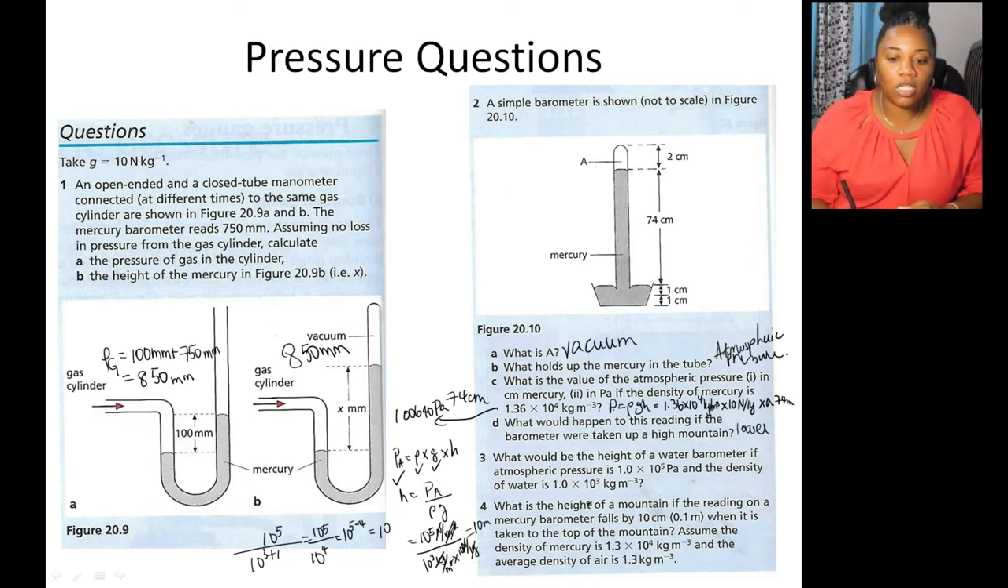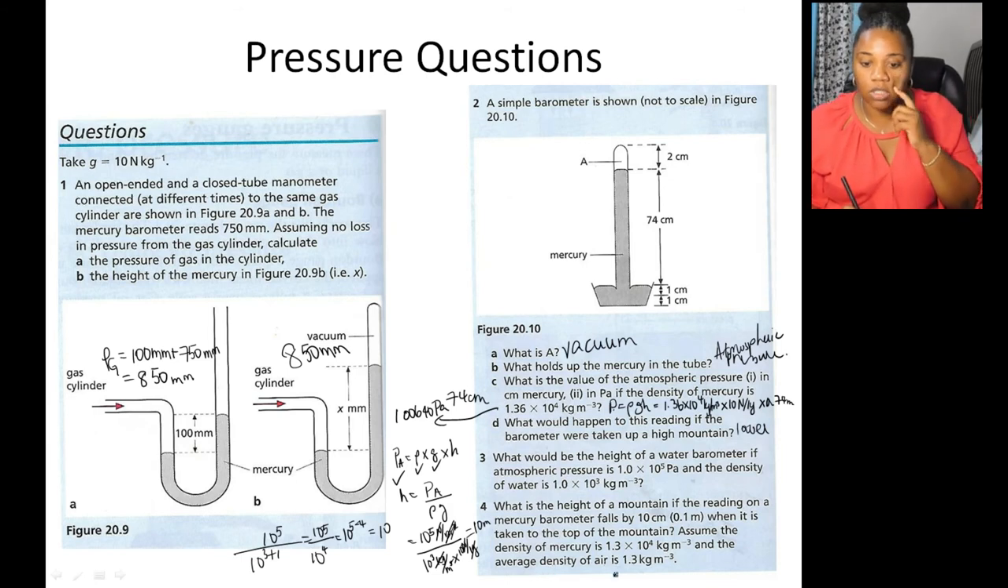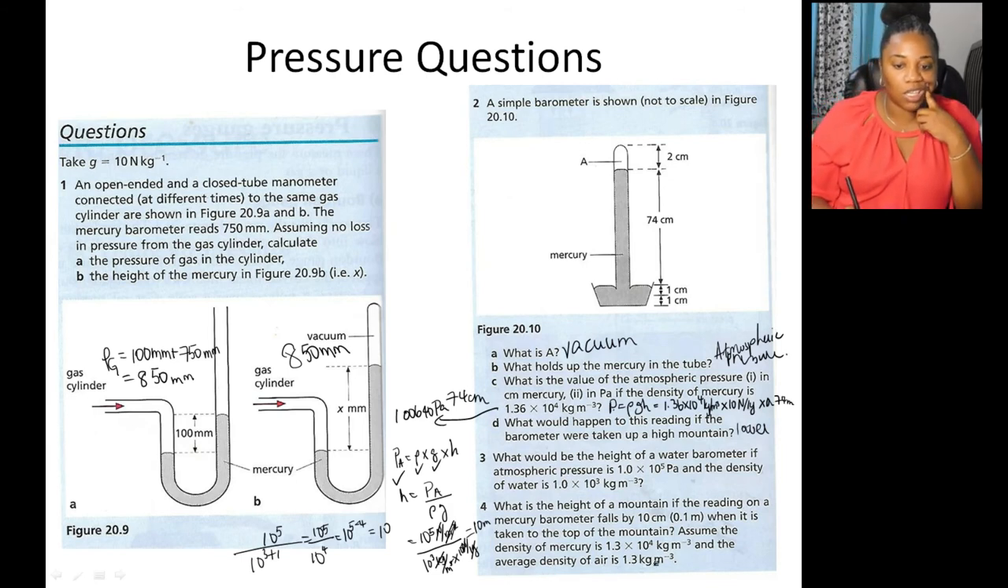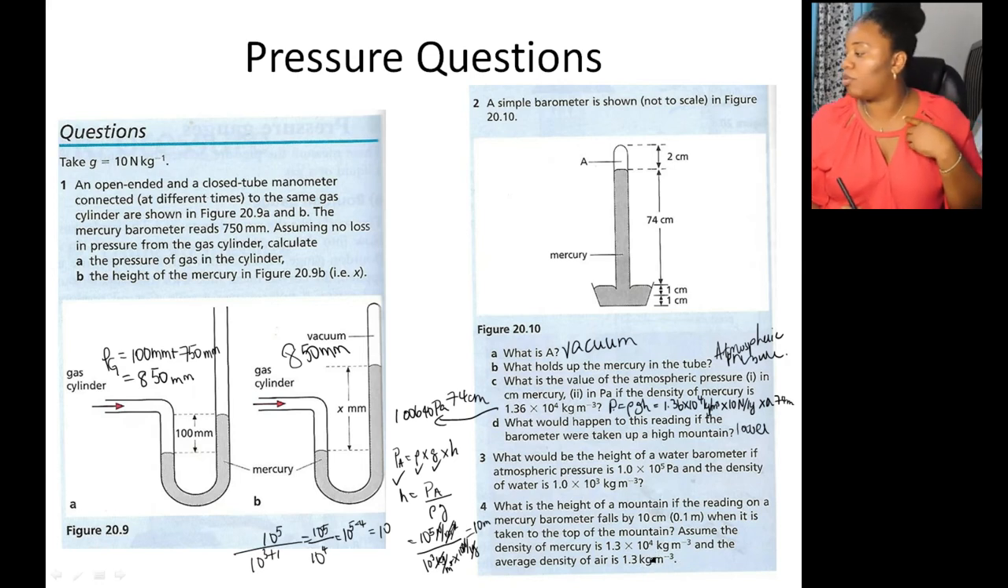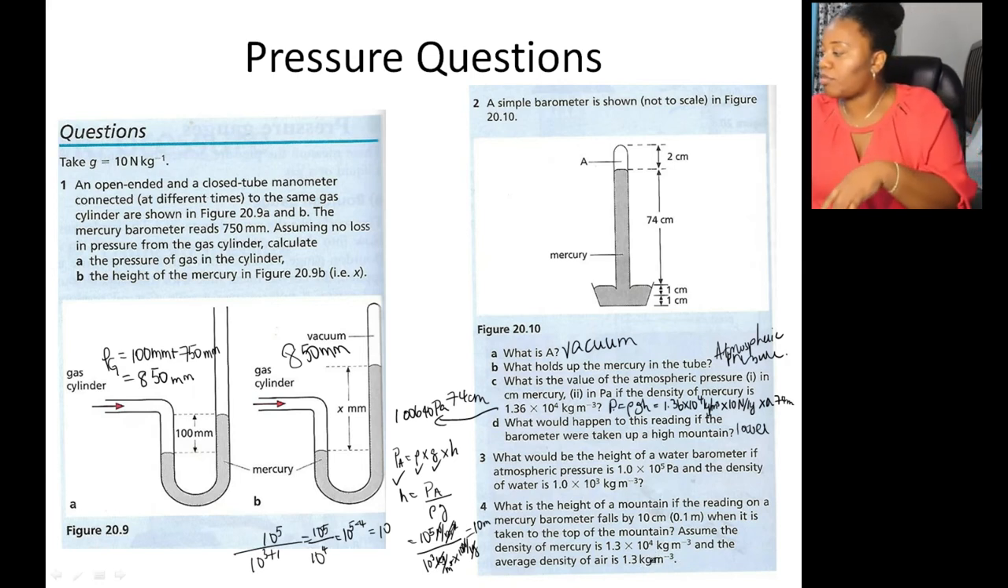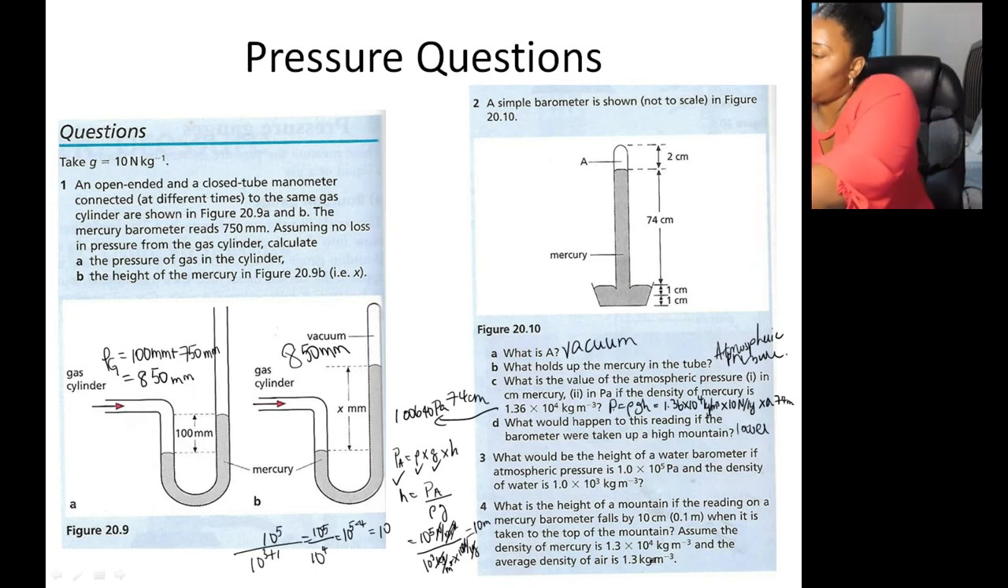Now it says, what is the height of a mountain if the reading on a mercury barometer falls by 10 centimeters when it is taken to the top of the mountain? Assume the density of mercury is 1.3 times 10 to the 4 kilograms per cubic meter, and the average density of air is 1.3 kg per cubic meter. Okay, so we could probably work this out.